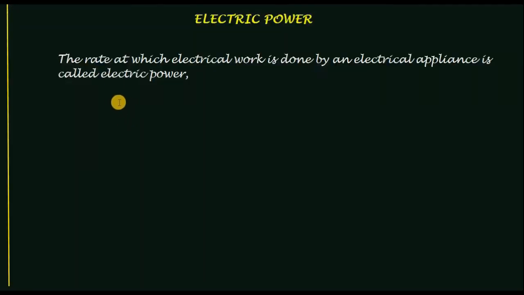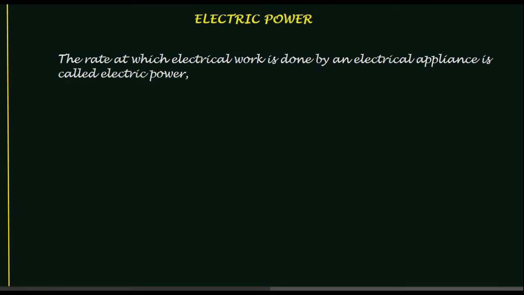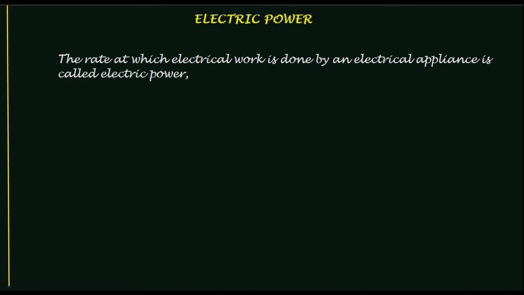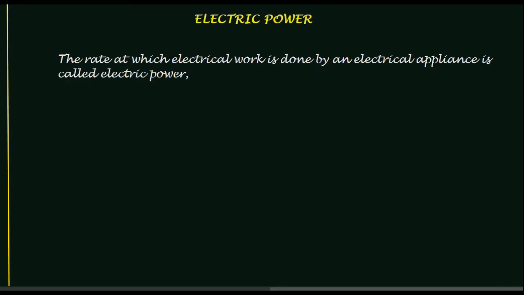Now we have the topic electric power. So what is electric power? The rate at which electric work is done by an electrical appliance is called its power. Means suppose any electrical appliance requires more amount of electric current to work, or does more amount of work, that will have more power than the other appliance which is doing less amount of work.